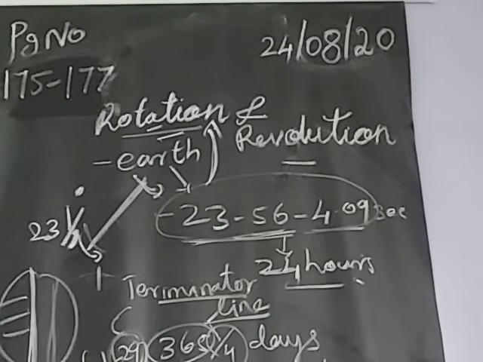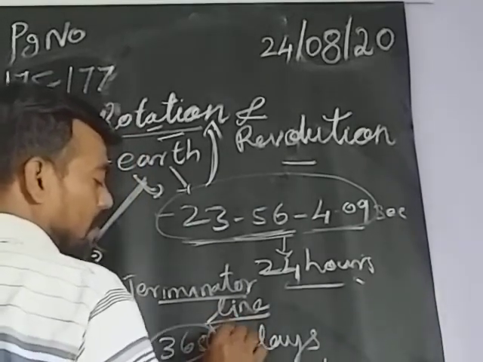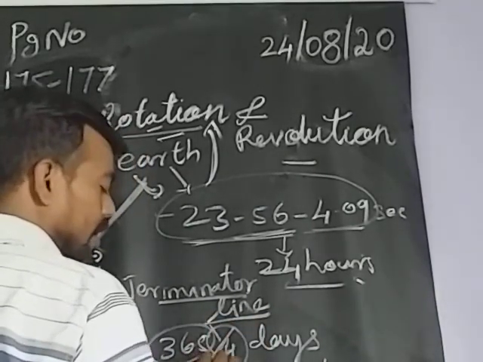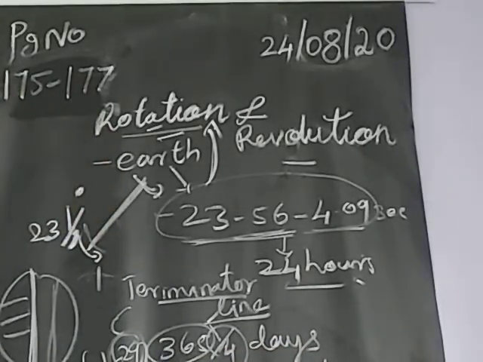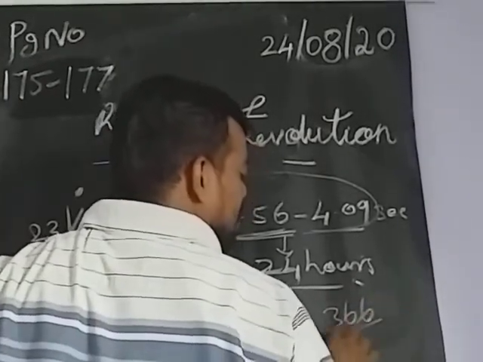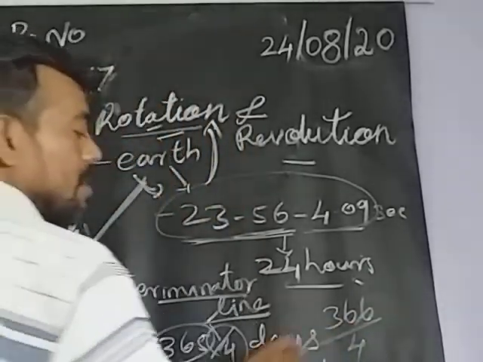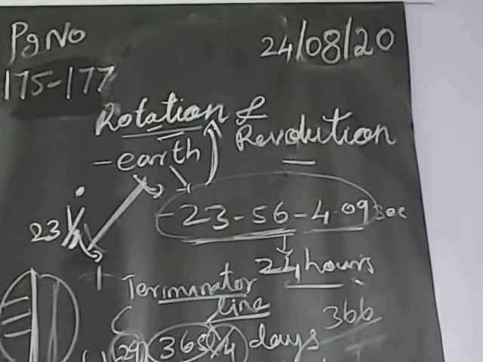So the 4th year has one extra day, because the 1 by 4 added over 4 years makes 1 day. That year has 366 days. Any year divisible by 4 without a remainder, for example 2016 or 2020, is called a leap year. That is also one of the concepts.